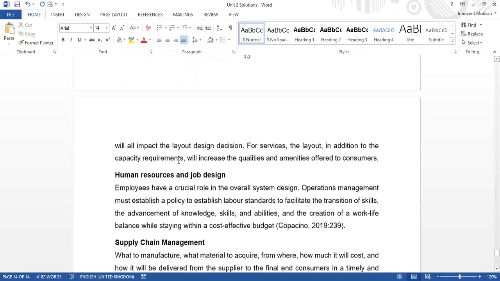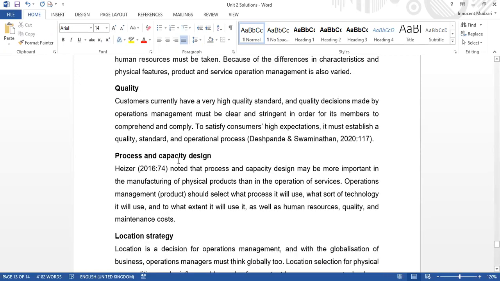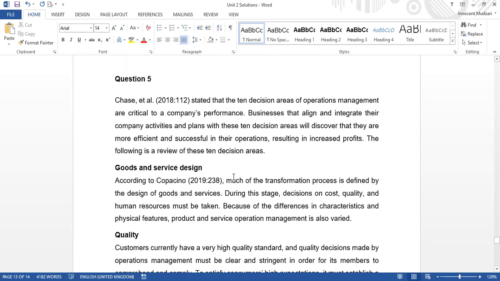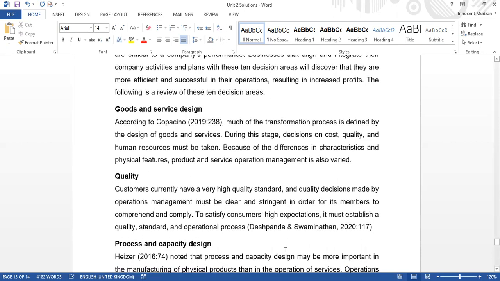So the question is maybe 20 marks, 2 for each one. Just tell us what we mean when we say we have to consider goods and service design. When it's goods and service design, we are looking at decisions on cost, quality, and human resources. And then for quality, customers have a very high quality standard, so here we are looking at the quality decisions. Just briefly tell us about each location decision area.